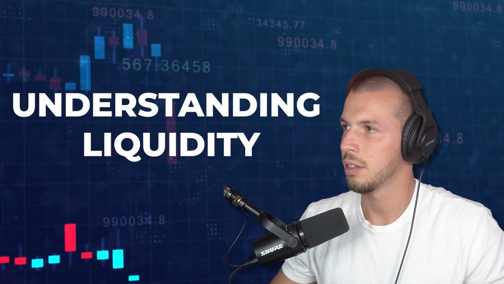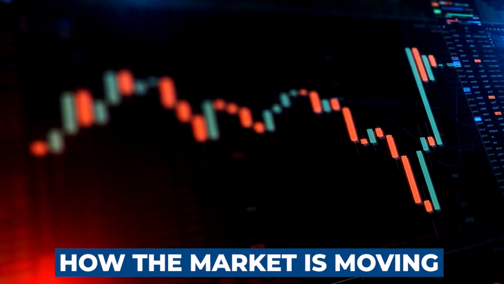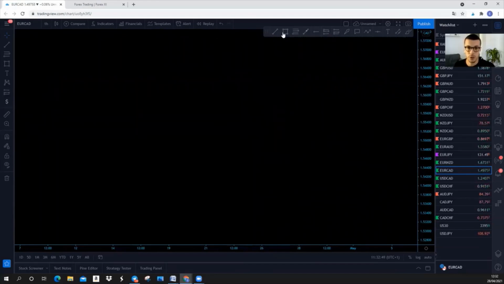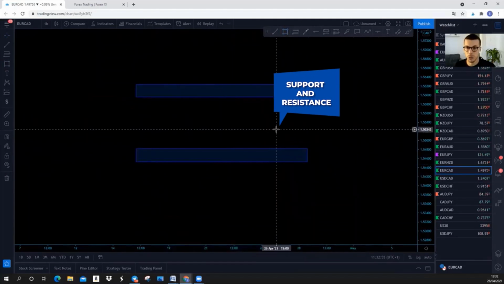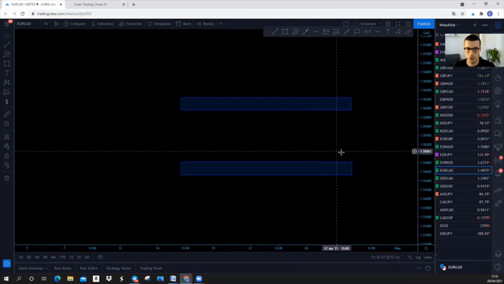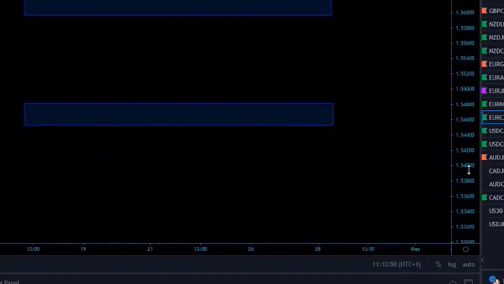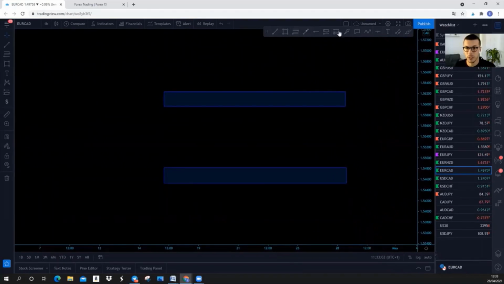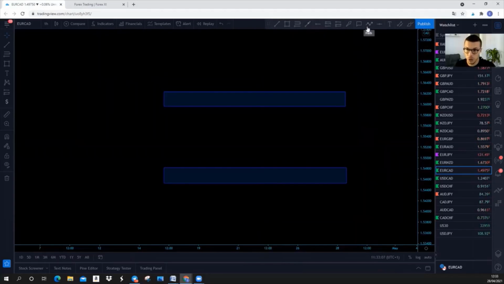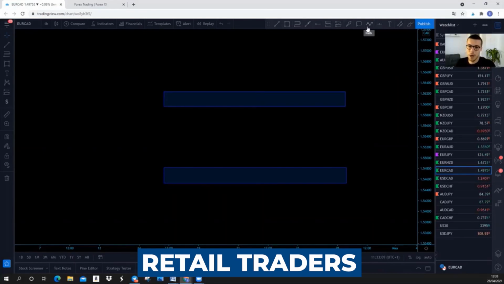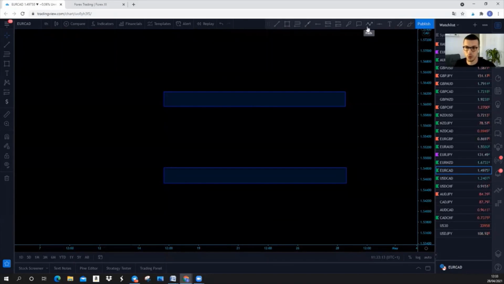Let's get started with understanding liquidity, understanding how the market is moving. So first of all, I am sure that you've seen in the chart something like this. So for example, we have support and resistance. Keep in mind that I'm not actually using support and resistance, but let's just make an example of how retail traders are trading. I mean, we are all retail traders, but we try to follow the movements of the banks and follow some of the concepts that the banks are using.